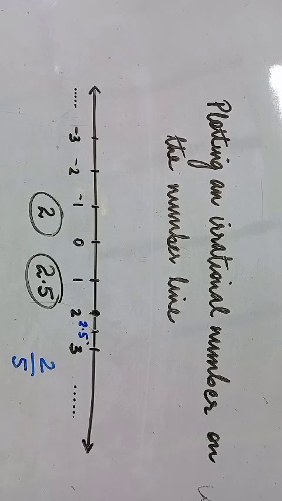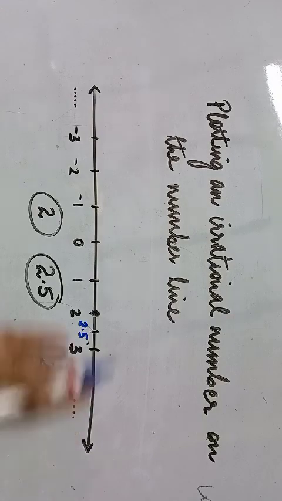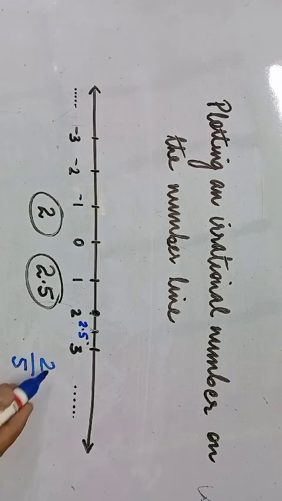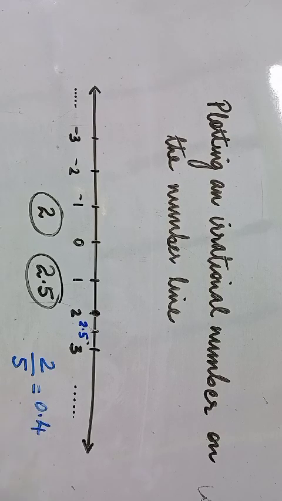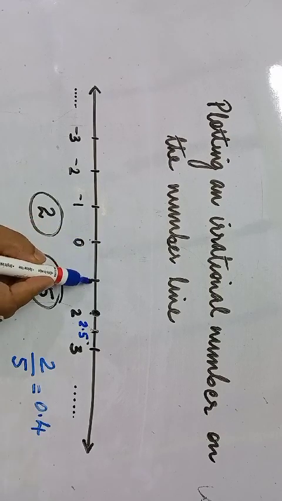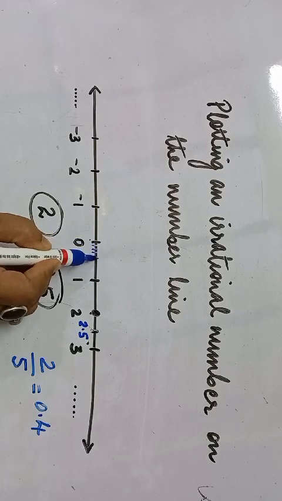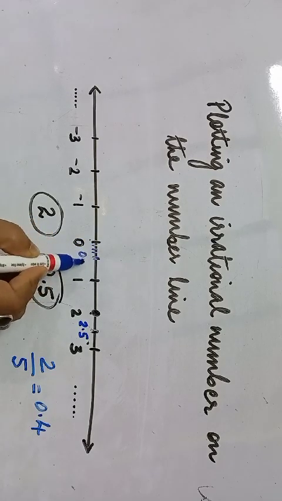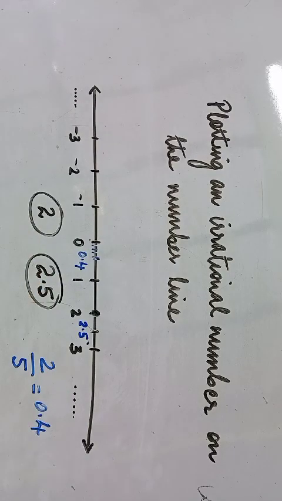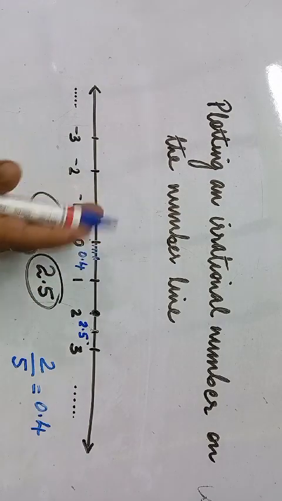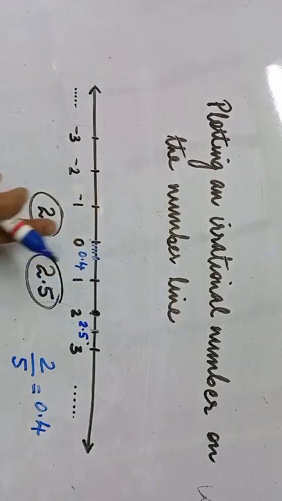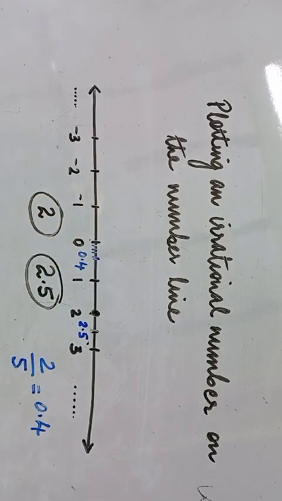Similarly, if somebody wants to mark, let's say, 2 by 5. 2 by 5 is also a real number, so it belongs to the real number line. So 2 upon 5, when you divide, you will have 0.4. Between 0 and 1 there are 10 divisions, so you will look for the fourth division, which is going to be your 0.4. So just one mark before the midway between 0 and 1 will be 0.4.